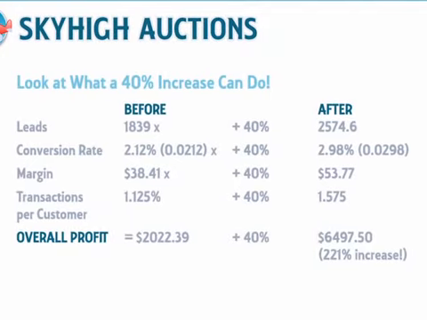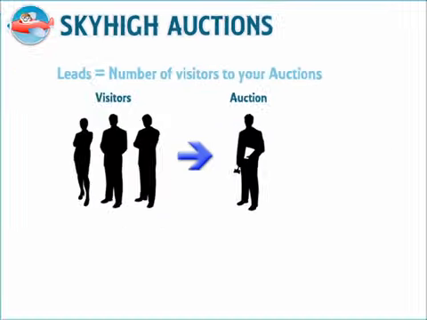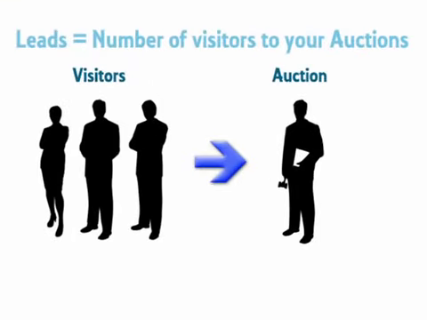We also saw how a small increase in each one of these can have a dramatic effect on your overall profit. In today's video, we're going to be focusing on the first part of the 4 fundamentals of profit: how to increase your leads. As a reminder, the number of leads that you have is the number of different people who visit your auction listings. Here are some great ways of getting more eyeballs, that is, leads, on your online auction listings.